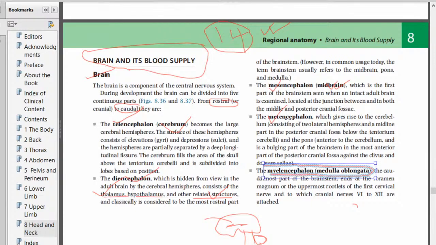Mesencephalon, metencephalon, myelencephalon. So myelencephalon is at last, then second last is metencephalon, then mesencephalon is third, then second is diencephalon, and first is telencephalon. So telencephalon, diencephalon, mesencephalon, metencephalon, and myelencephalon. Let's try to remember it.